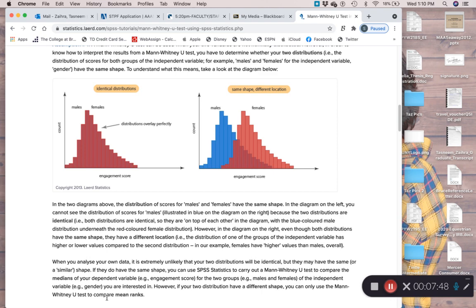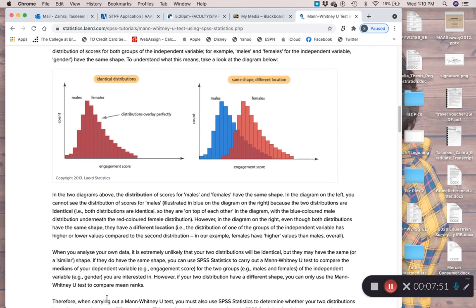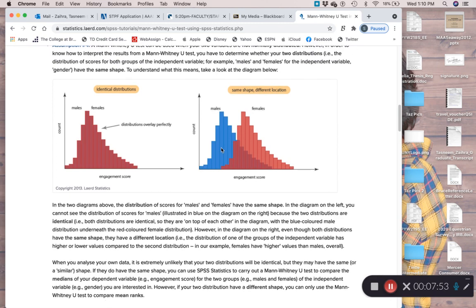That was the whole point of making this video. If they have a similar shape, you can compare medians. If they don't have a similar shape, you are comparing the mean ranks only.